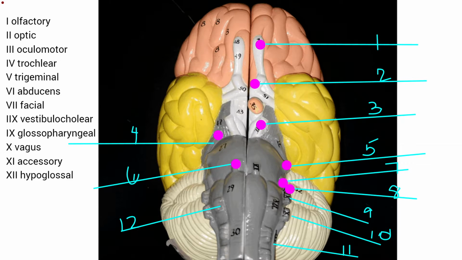I'll label it over here too. And then you got glossopharyngeal. You can see here. Vagus. You can see here and here. All right, you can see them on both sides. Hypoglossal here. And then accessory, sorry. And then hypoglossal is here.